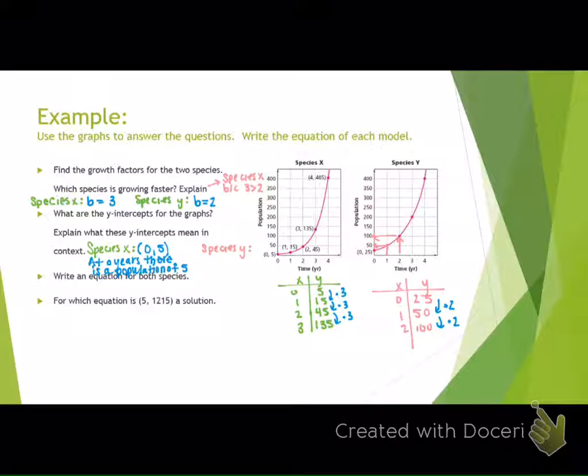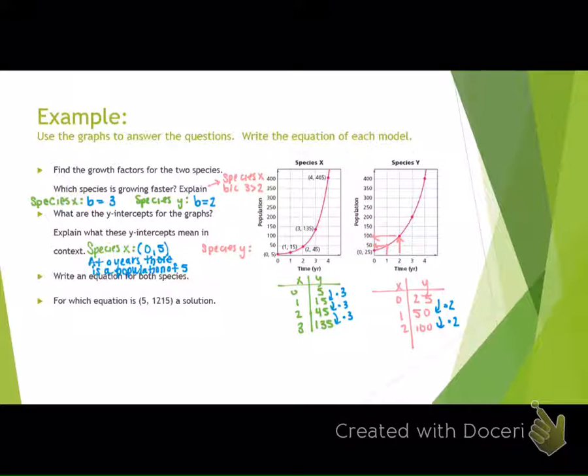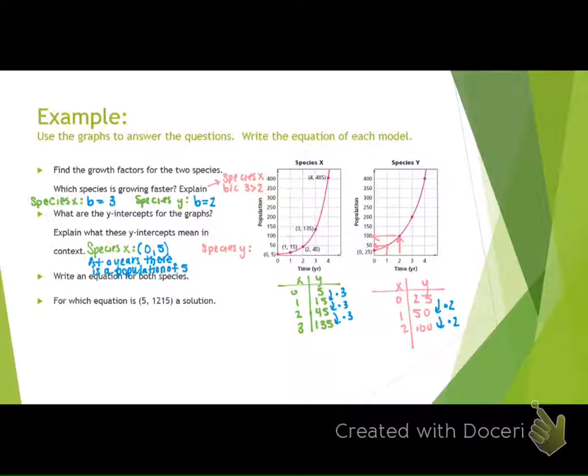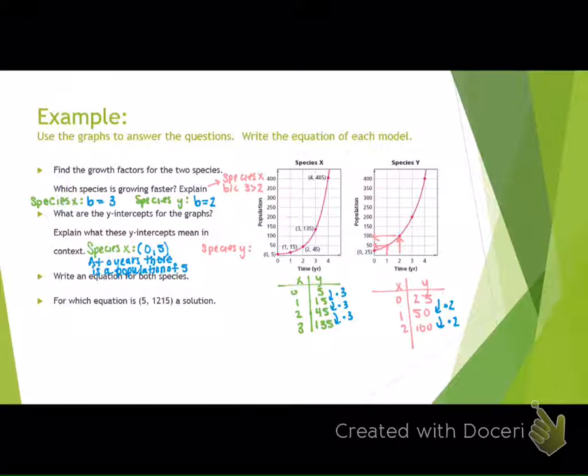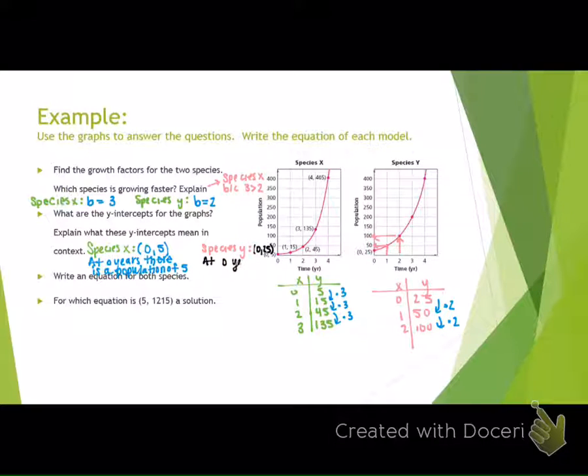Kelly, what's the ordered pair for species Y for the y-intercept? Species Y's ordered pair for the y-intercept is (0, 25). Good. And what does (0, 25) mean? The population will be 25 at 0 years.